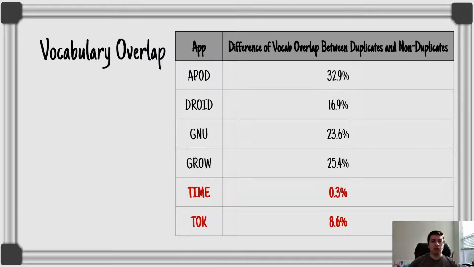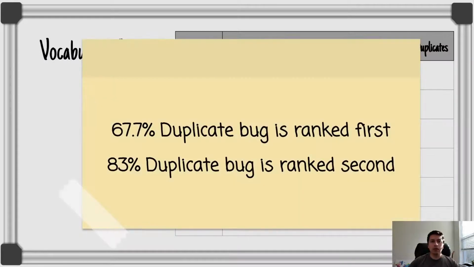We defined a threshold for the difference of vocabulary overlap to determine if Visual Tango and Textual Tango should be combined, or if Visual Tango should be used only. If we apply this approach, we are able to increase the performance. Tango would recommend a correct duplicate video as the first and second candidate in 67% and 83% of the cases, respectively.